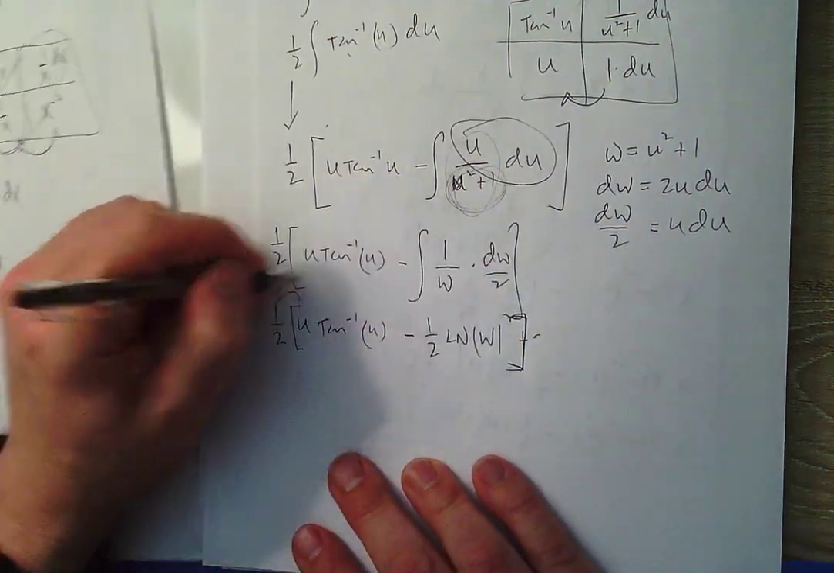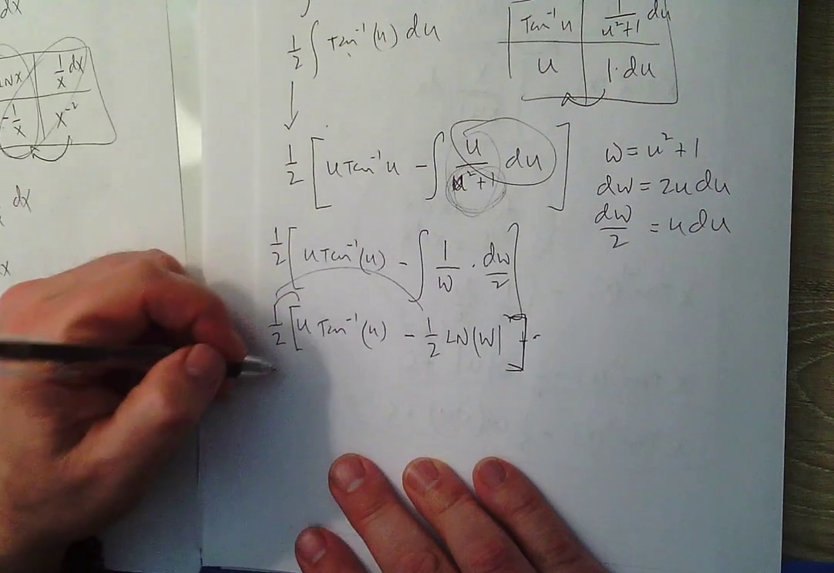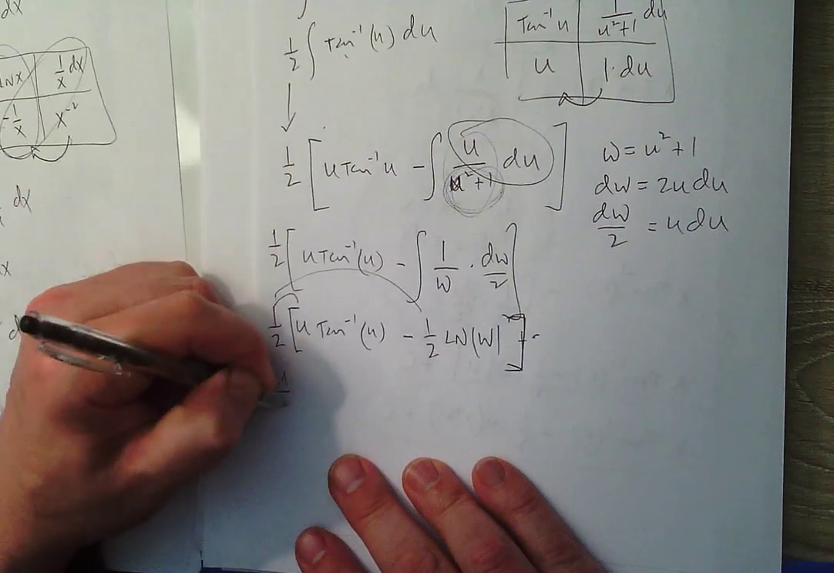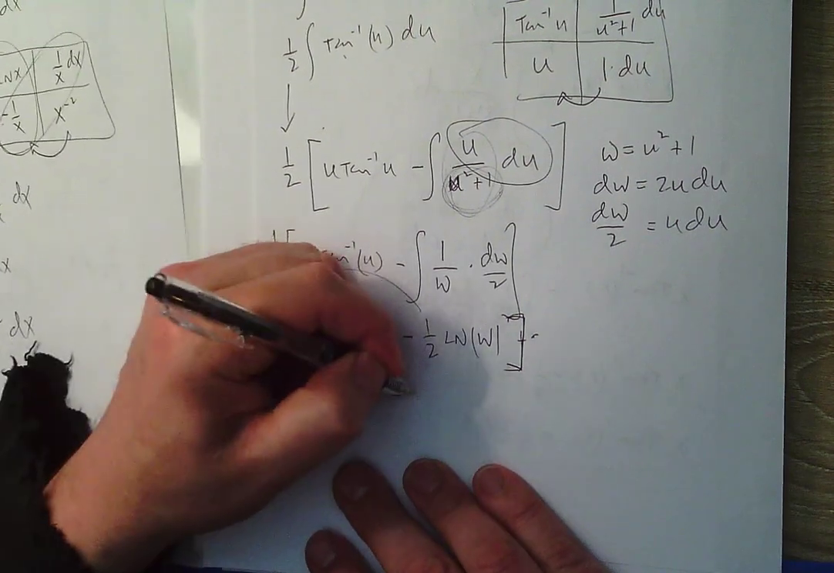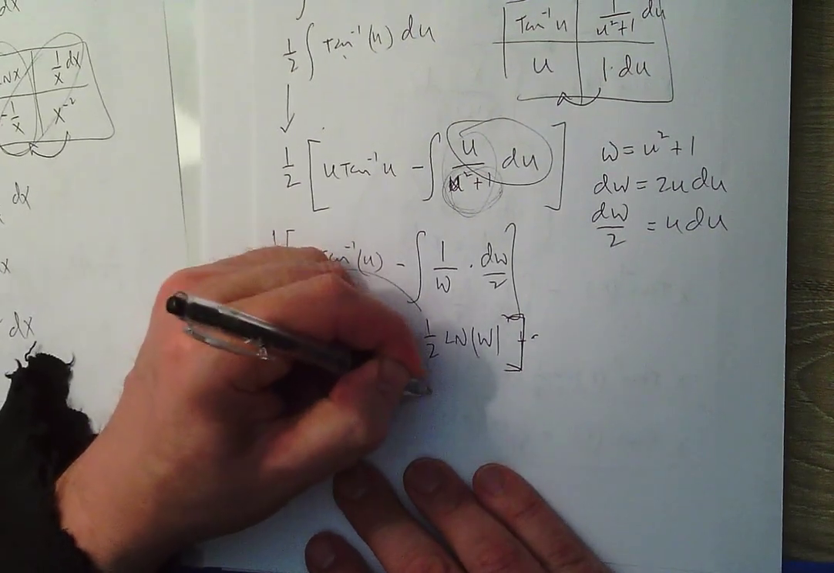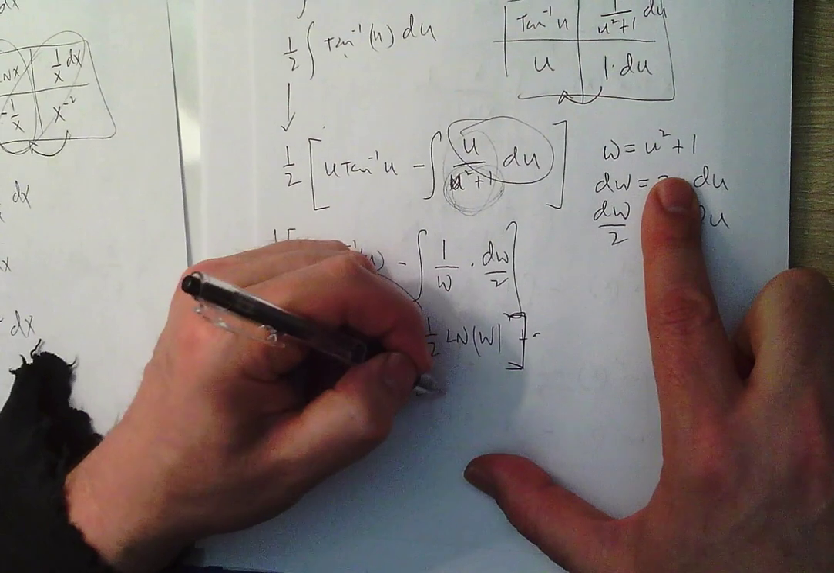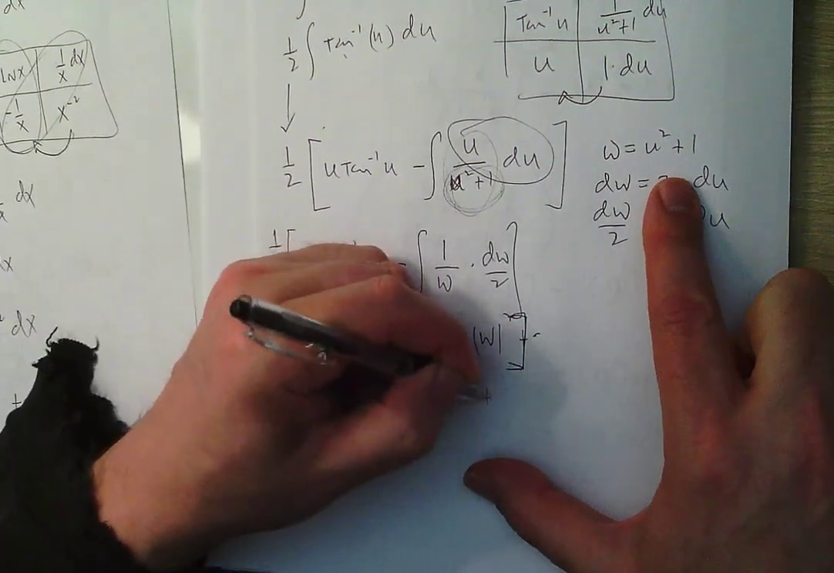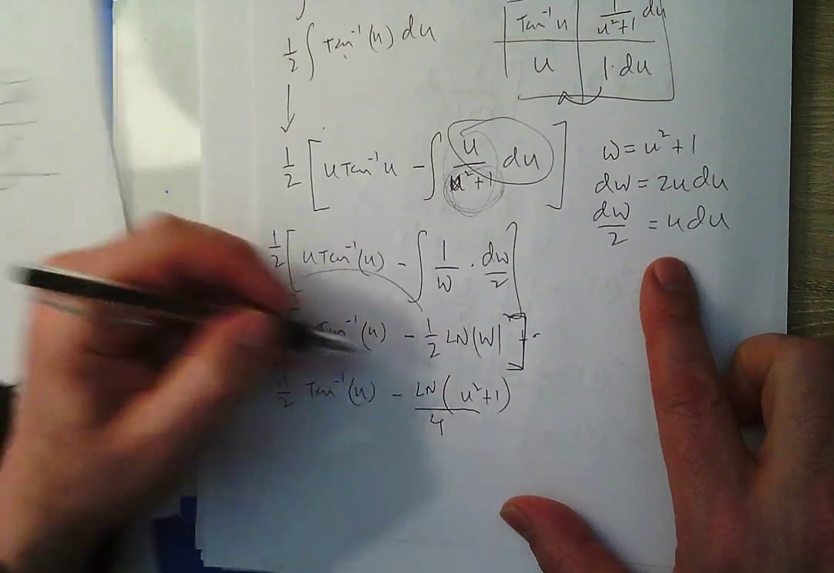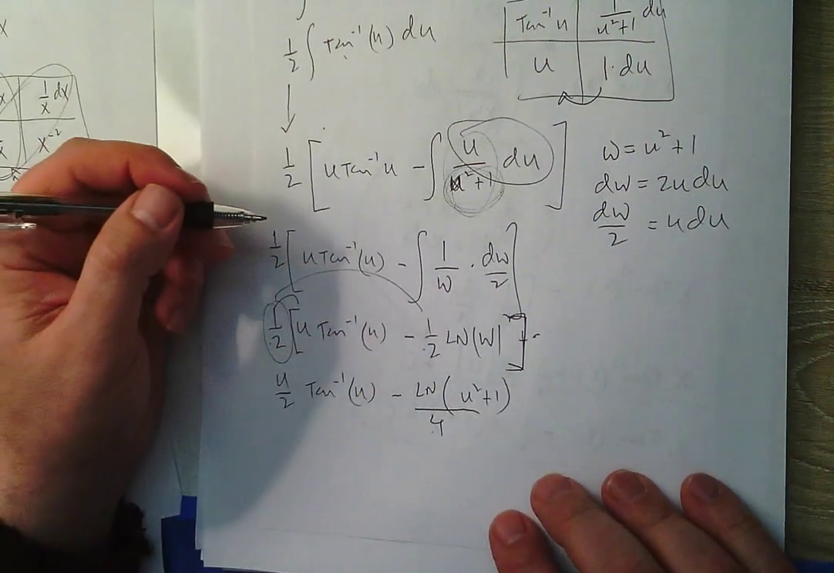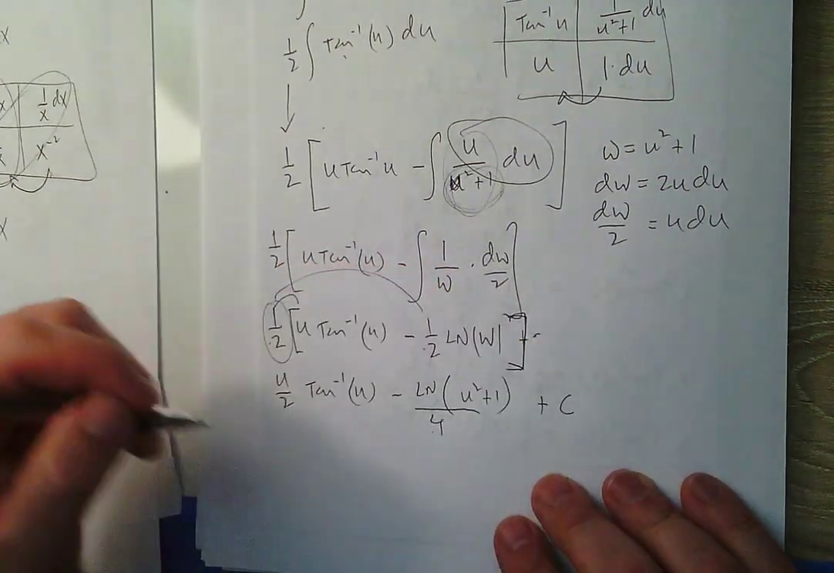Now I have to distribute that 1/2. So I've got u over 2 tangent inverse u minus 1/4 ln of u squared plus 1, because 1/2 times 1/2 makes 1/4, plus c.